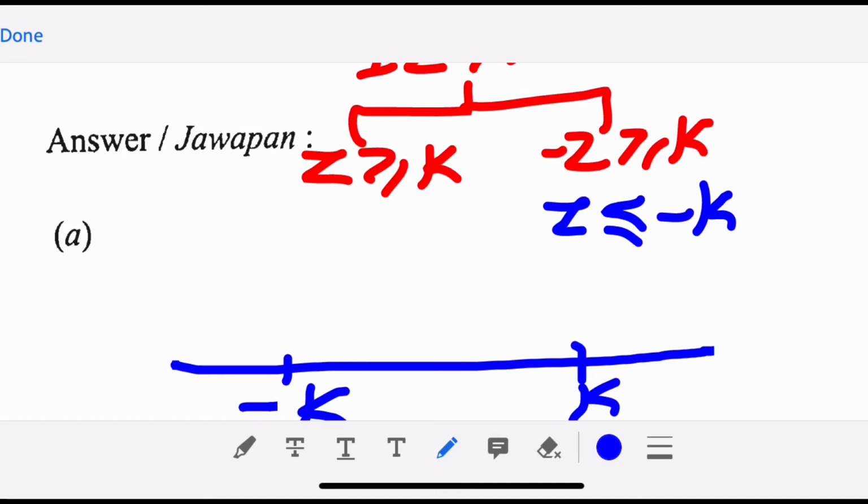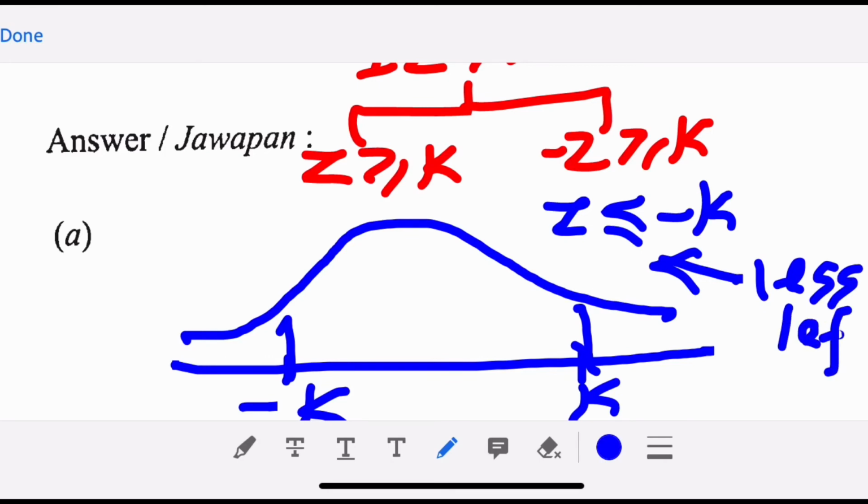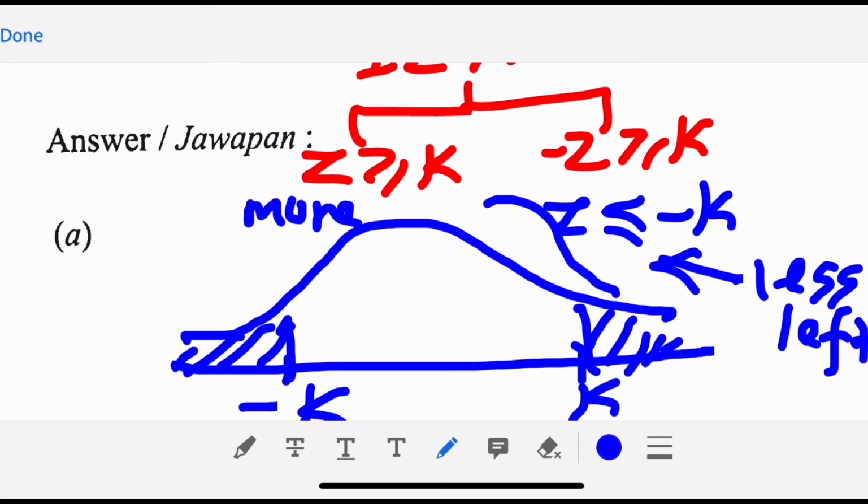Okay, now you need to sketch the bell shape. Without the bell shape, you're not sure where is the area you want. So now we start to shade. Less than is always left. So less than negative k, we shade to the left. And more than is always to the right, so we shade to the right. Okay, so now you can actually give me the answer very fast, right?